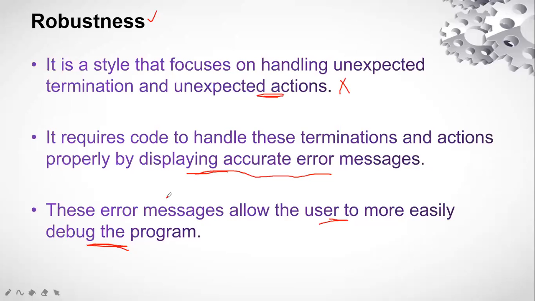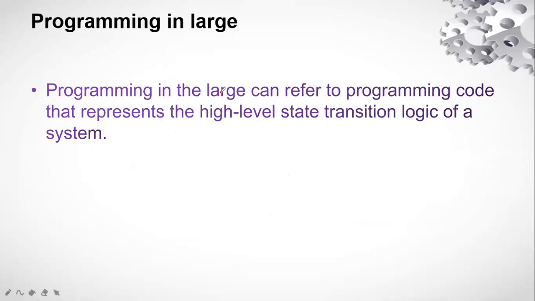So this is called robustness, right? Unexpected actions or unexpected terminations will not take place, and if they do take place, it should display an accurate message for the user to debug the program easily.